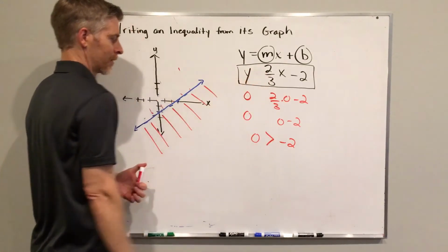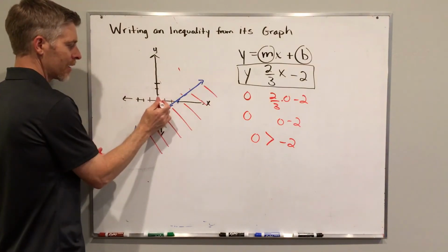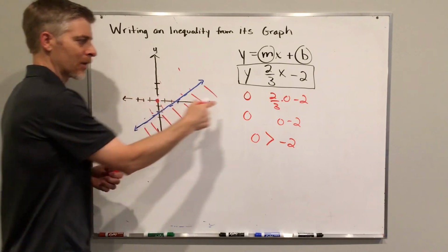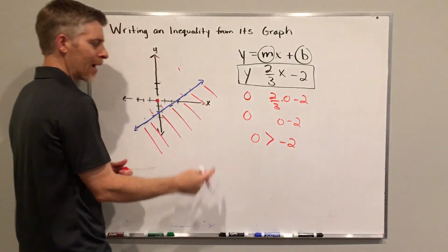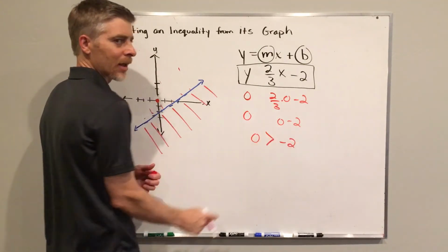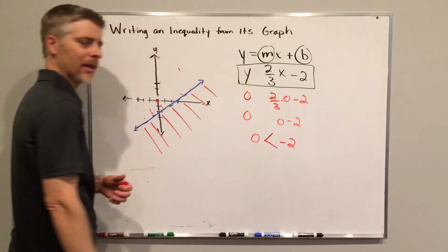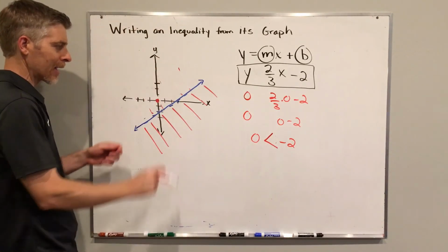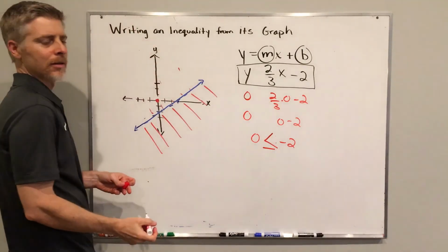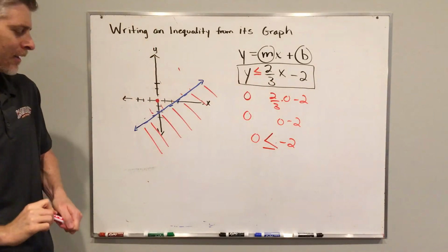But when I go to put in my test value, 0, 0 is on the false side of the equation. So when I put in 0, 0, I want this to turn out false. But 0 is greater than -2. So if I want this to be false, the arrow has to point the other direction. And this is a solid line, so I need the equal to sign. So now the answer would look like that.